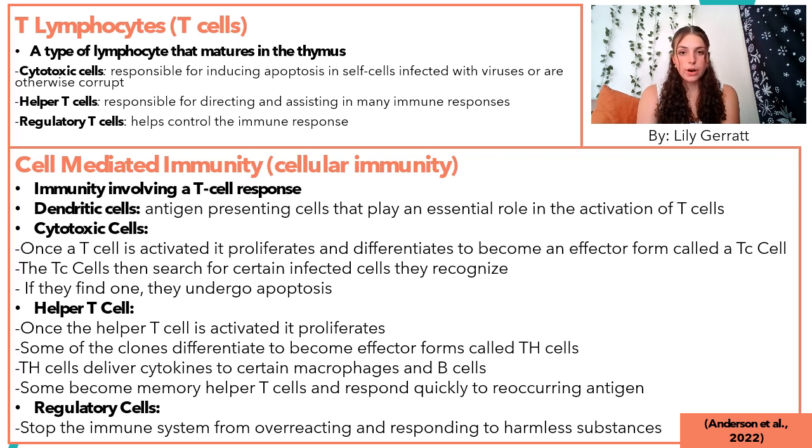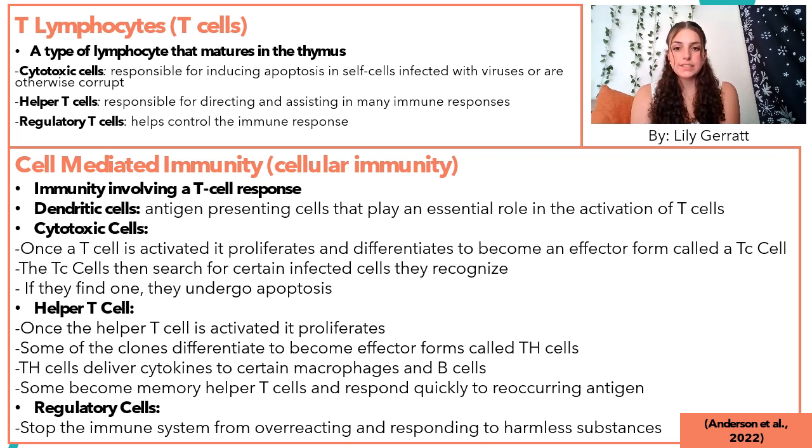Cell-mediated immunity, also known as cellular immunity, is immunity that involves a T cell response. First, there are dendritic cells. These are antigen-presenting cells that play an essential role in the activation of T cells. Next, there are cytotoxic cells. Once a T cell is activated, it proliferates and differentiates to become an effector form that's called a TC cell. The TC cell then searches for a certain infected cell that it can recognize, and if it finds one, the infected cell undergoes apoptosis, or cell death.